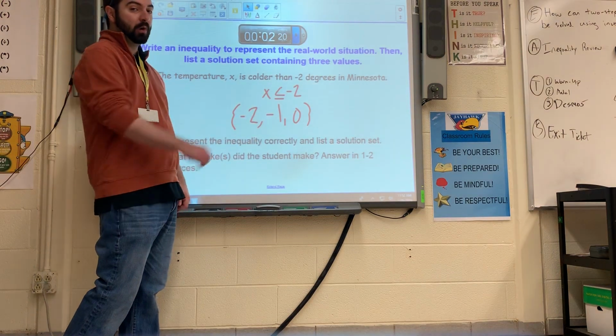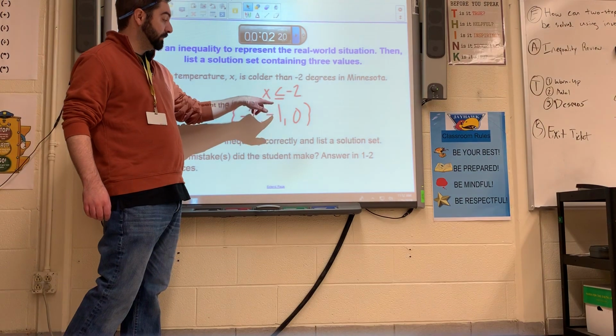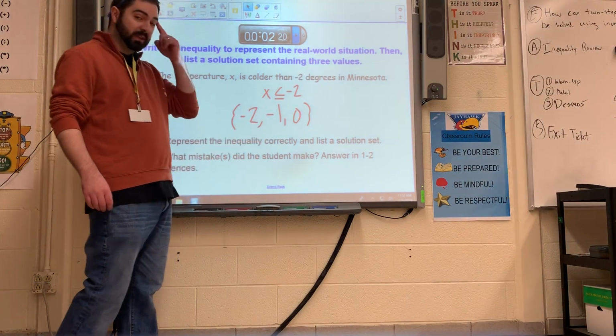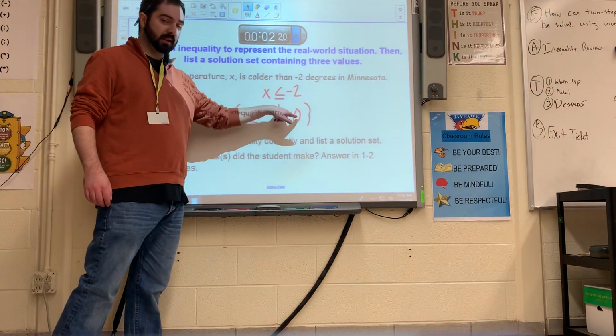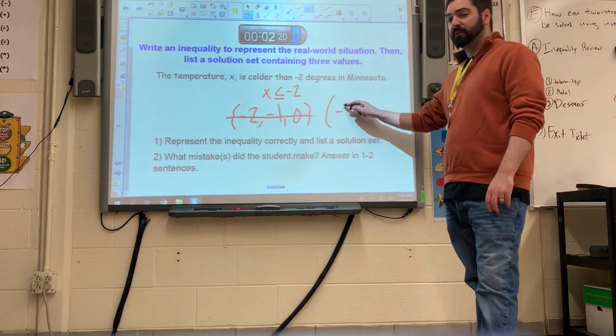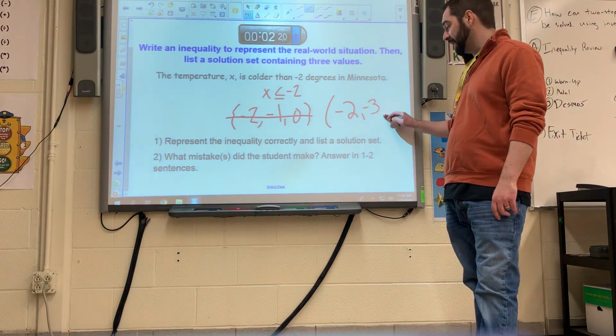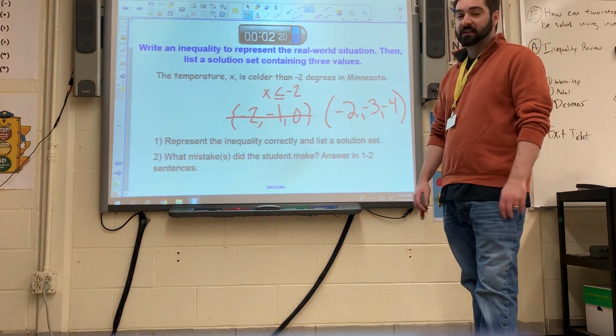Less than numbers all run to the left of a number. So -1 and 0. So we have to think, well, these numbers are not to the left. So the first thing that this student did was their solution set's incorrect. -2 is okay because it could be or equal to, but the number that's to the left of -2 is -3. And the number to the left of that is -4.